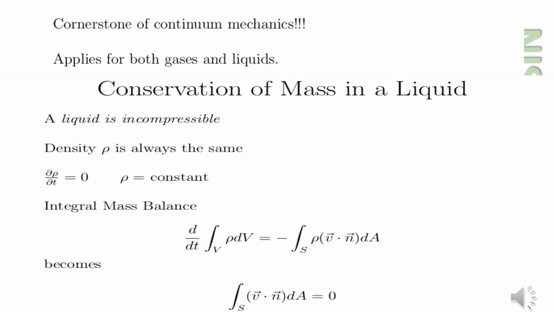Conservation of mass in a liquid. A liquid is incompressible. Density rho is always the same, so partial rho over partial t is equal to 0, and rho is constant. The integral mass balance, d/dt of integral over V of rho dV equals minus integral over S of rho v dot n dA, becomes integral over S of v dot n dA equal to 0.